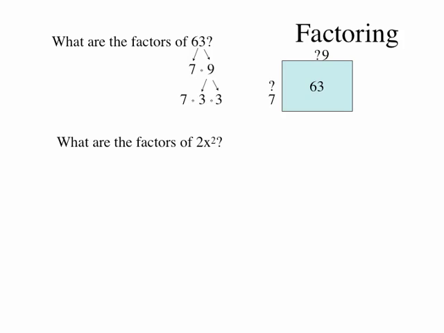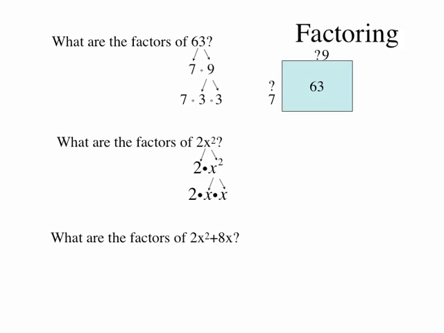That is breaking 63 down into the prime numbers that multiply together to give us 63. Similarly, if I asked you what are the factors of 2x squared, I'm asking you what are the numbers that I multiply together to get 2x squared. So you might break this up into the factors 2 and x squared, because when you multiply 2 by x squared, you get 2x squared. I could factor this further because I know that x squared can be broken down into x times x. So I could factor this into 2 times x times x.